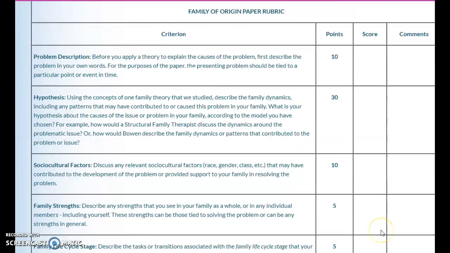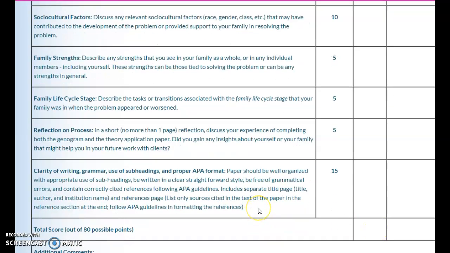So then, as usual, please pay attention to APA format. You'll be required to have at least 4 or more scholarly sources for this paper. And being that this is one of your major assignments for the course, please be sure to write clearly and proofread your paper as well. You can see the clarity of writing in APA format is quite a bit of points, being 15 points here. So make sure that you pay close attention to that as well.